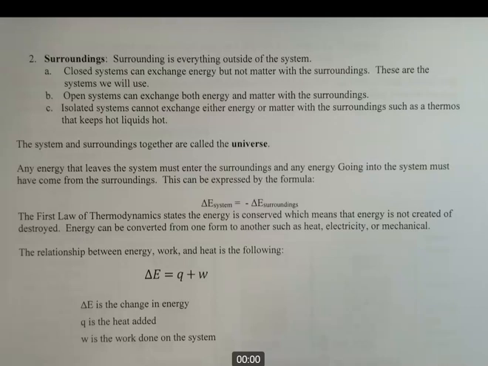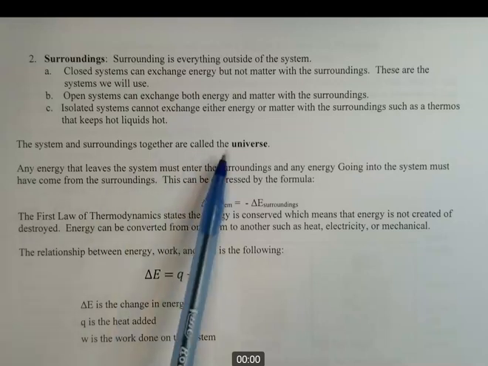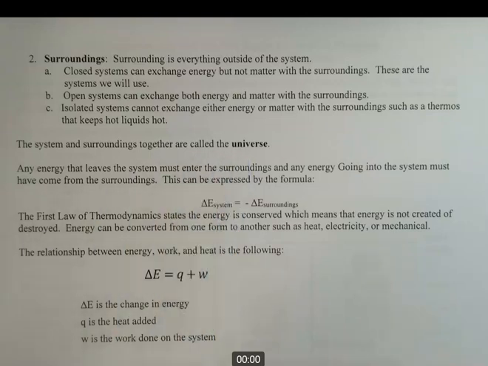Now, if you take the system and the surroundings together, that's referred to as the universe. Any energy that leaves the system must enter the surroundings, and any energy going into the system must have come from the surroundings. So as far as energy is concerned, there's only two places. It's got to go one way or the other. It's got to go from system to surroundings, or from surroundings back to system.